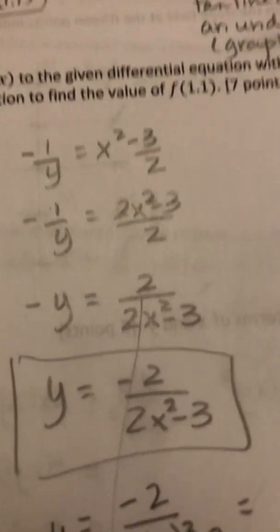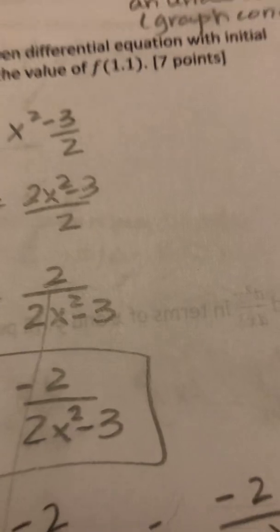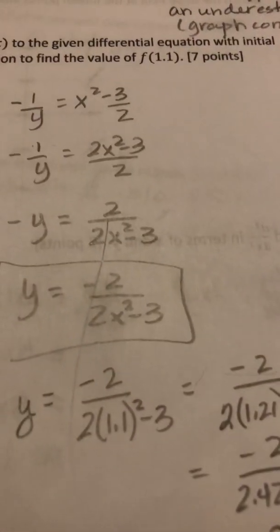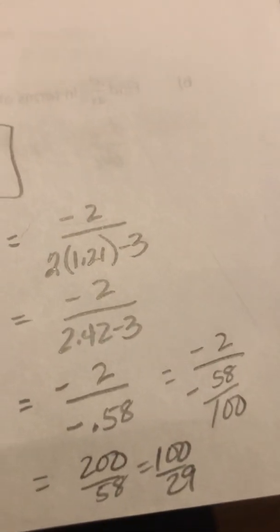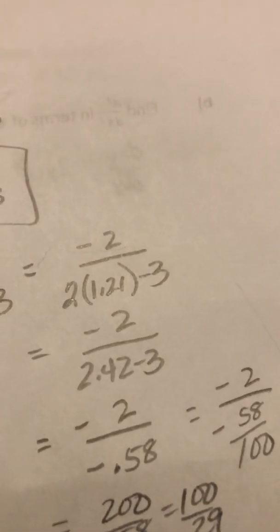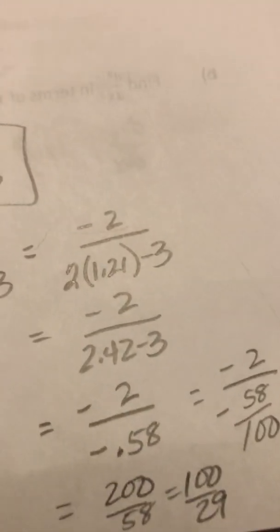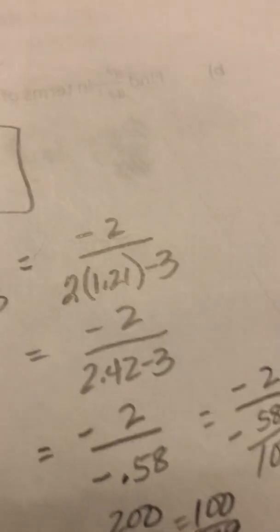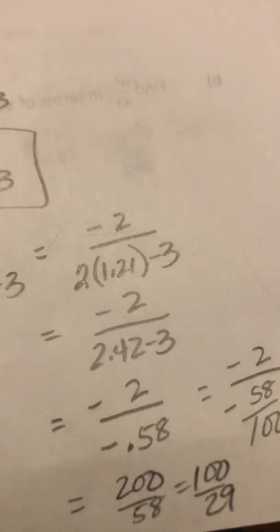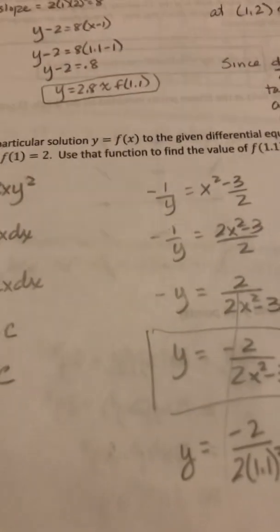Okay? And then we want to use that to find the value of f(1.1). So sub 1.1 in for x. You can use your calculators. You get 100 over 29. Not really sure what the decimal approximation is of that. Again, it's 3 point something. You can use your calculators, get the decimal approximation to 3 decimal places.